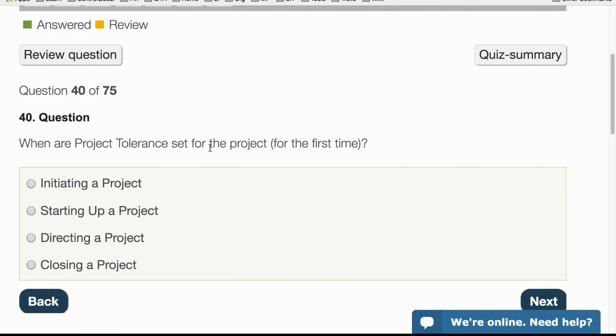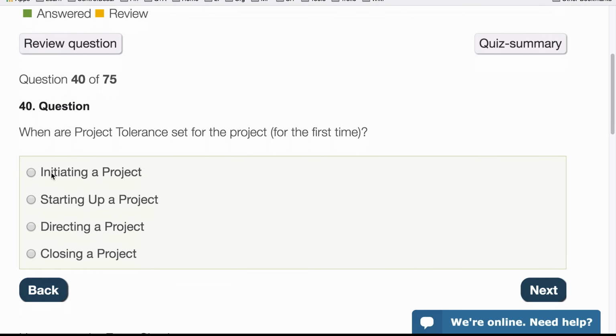When are project tolerances set for the project? So for the first time that they are set. Are they set in the initiation, starting up, directing a project, or closing? Well, initiation sounds good because that's the planning stage where we do all the planning and that's where we add the information to the project initiation document. Starting up a project is too early. We do not discuss the tolerances until the project starts. Directing a project, no, because they are documented by the project manager, so they're not done here. And closing a project is probably a bit late, so it's initiating a project.